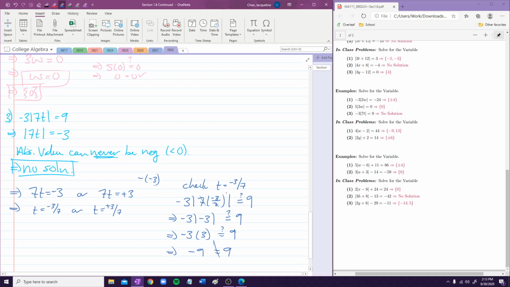And when you check t is equal to 3 over 7, you will also get negative 9 is equal to 9. That is also a contradiction, so then no solution.